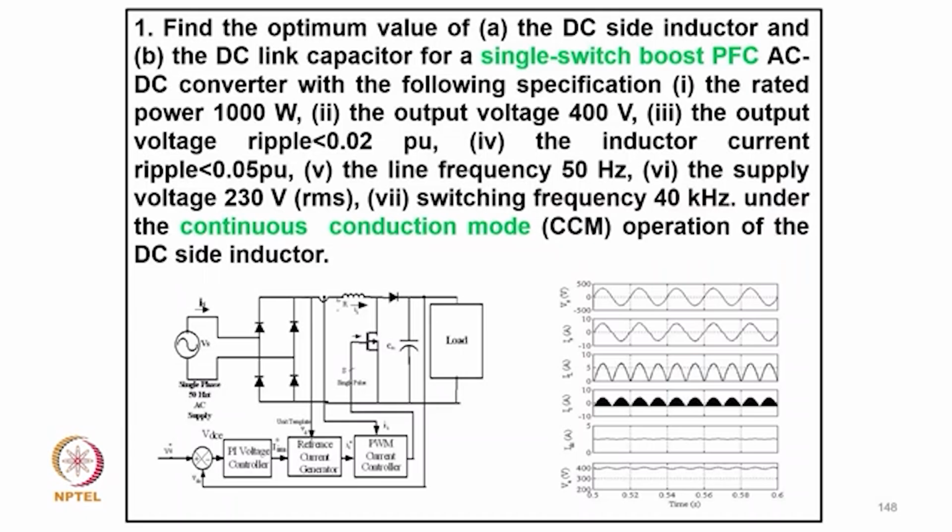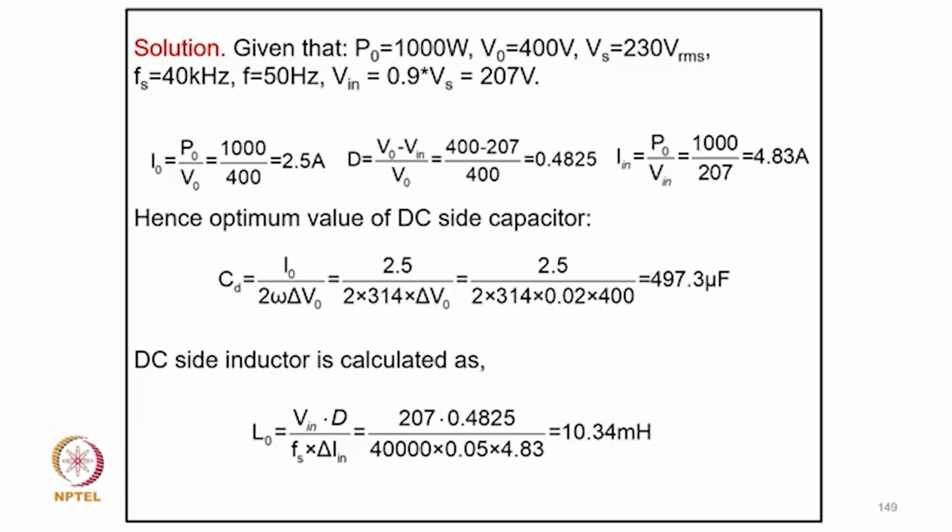You can see here the circuit of this and how the control is done, typically with input voltage sensing, and how you get the performance: the supply current is closer to sinusoidal and in phase with the supply voltage. These are the calculated values. So we have a solution here for power 1000 watt, output voltage 400 volt, supply voltage 230 volt, switching frequency 40 kHz, and supply frequency 50 Hz, and of course the rectified input voltage comes to 207 volt. So we have an output current from 1000 W at 400 V of 2.5 ampere.